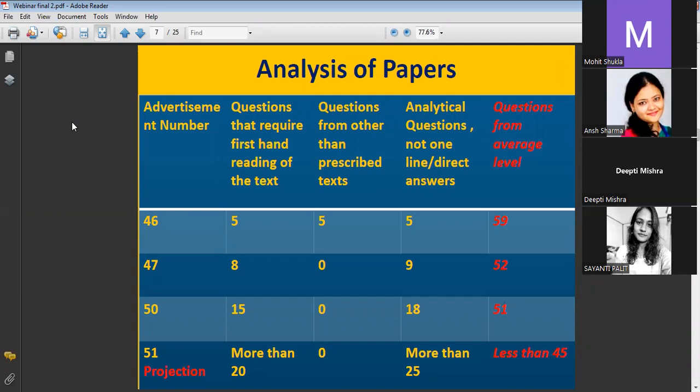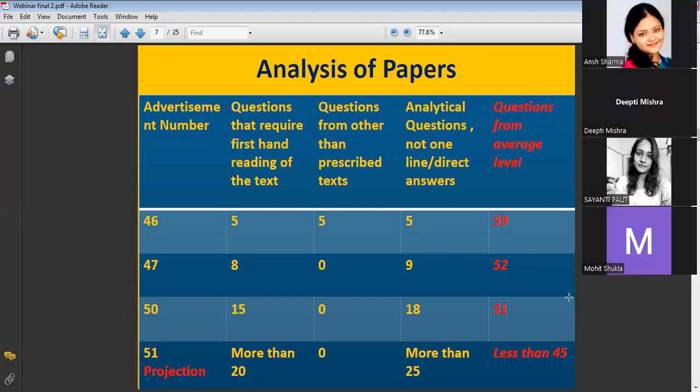Now I'm not talking about GS at all. I'm only talking about English literature, that is 70 questions. I repeat, I'm not talking about the 30 questions of general studies. This presentation, the complete presentation, is only about English literature, 70 questions. So in 46, out of 70 questions, 59 questions were of average level.